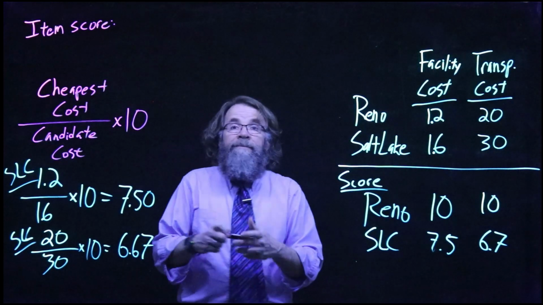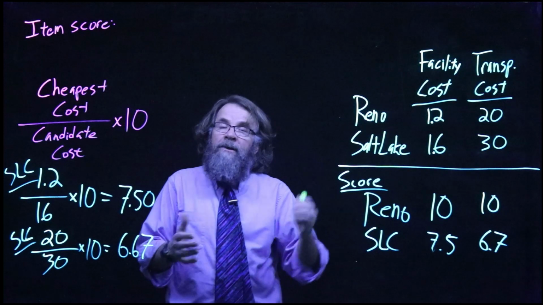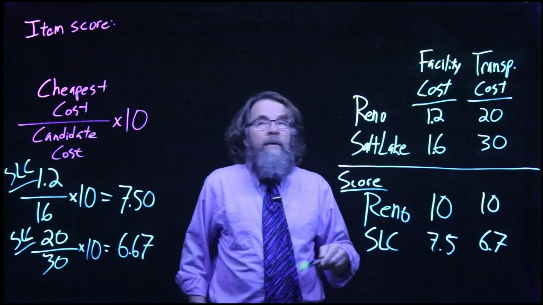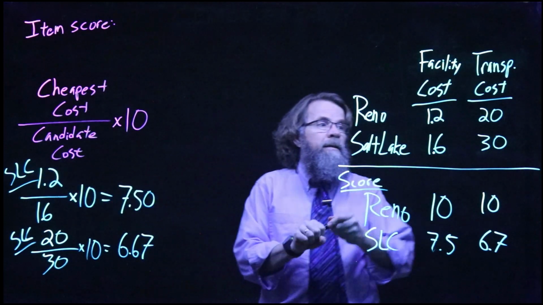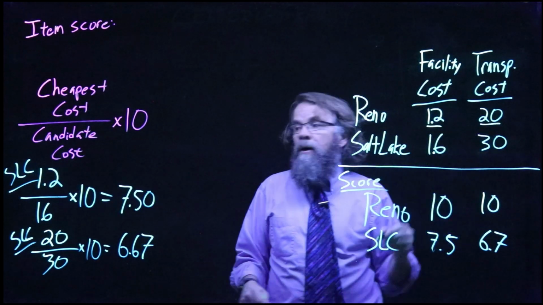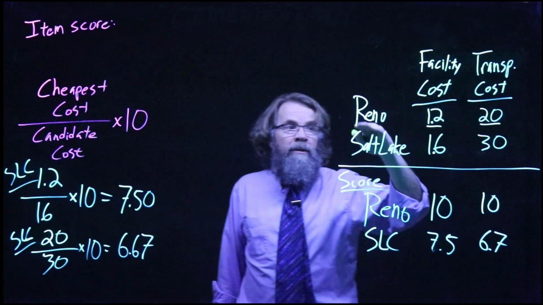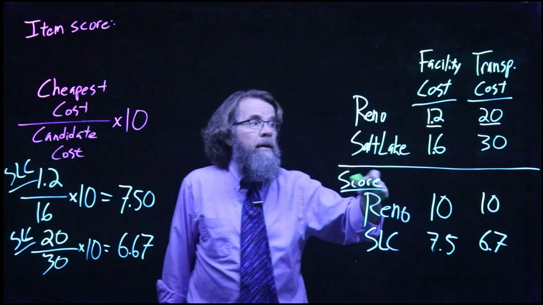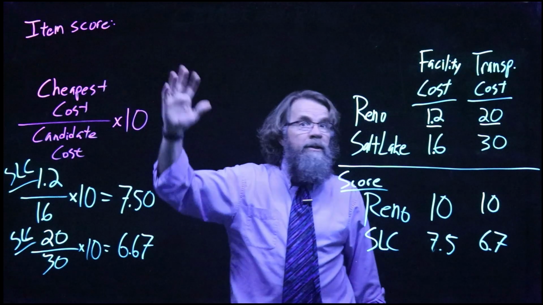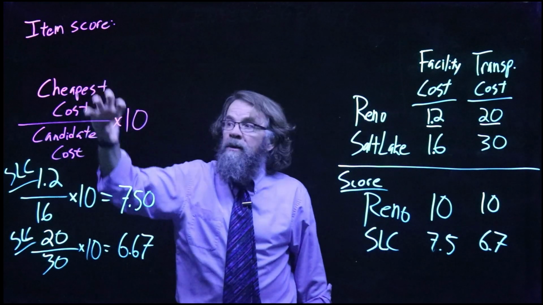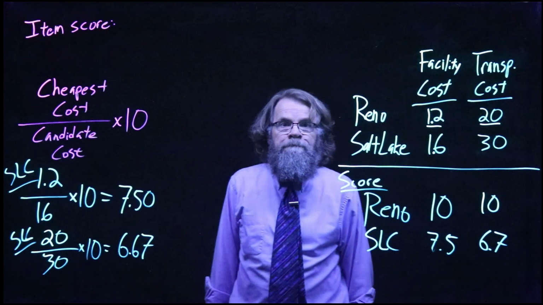So that's how we get the scores to be normalized to a 10-point scale. We take the cheapest cost, which was 1.2 in this scenario, or 20 in this scenario, and divide it by the more expensive location. If we had additional cities, Denver, Boise, etc., we just use the same thing. Whatever the cheapest cost is, use that as the top of the fraction, and then always divide each location by its cost for that location.